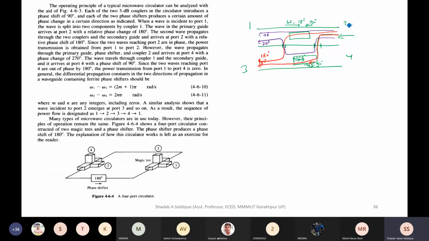So you can see here if we apply input from port 2, they are out of phase. They are out of phase. So we can just remove it, and the others are in same phase. They are in same phase. So we can just take it. So when we apply input from port 2, we are getting output at port 3. So we can just see and we are getting it.